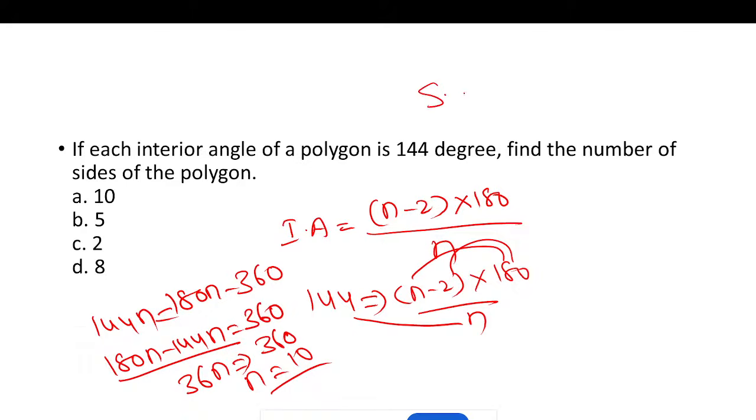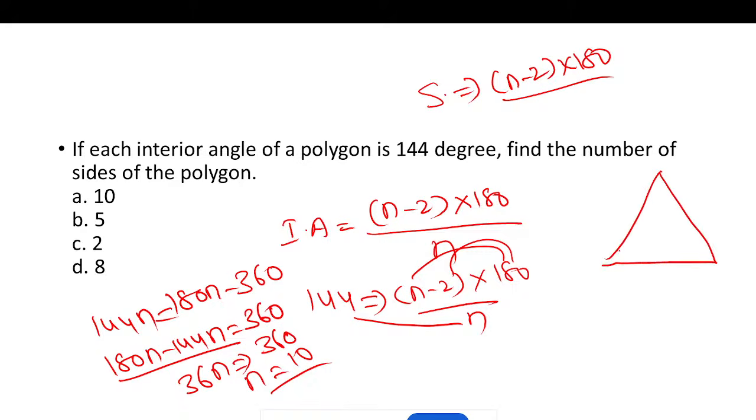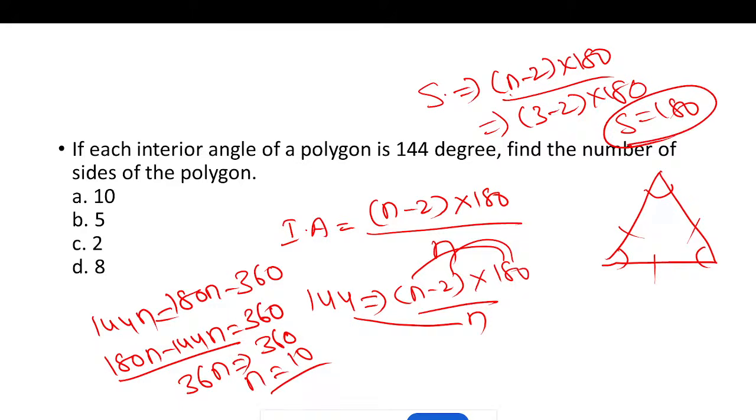Sum of interior angles is equal to (n minus 2) into 180. Suppose one triangle is there. For one triangle, the sum of all interior angles is 180 degrees. This can also be proved with the formula. n is the number of sides. How many sides are here? 3 sides. 3 minus 2 into 180, so the sum of the interior angles is 180 degrees.